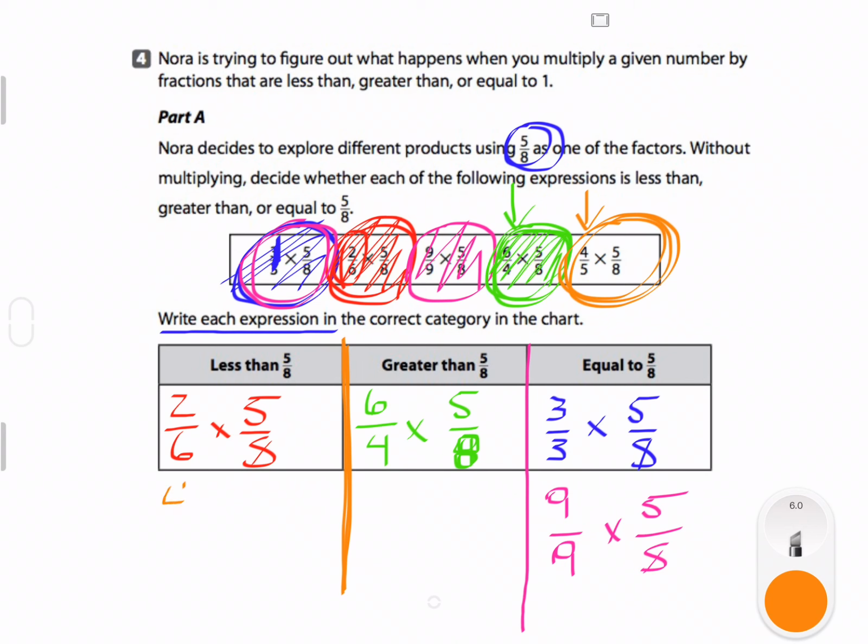We're going to put 4/5 times 5/8 in this category of our chart. And there we have written each expression in the correct category of the chart and evaluated all 5 of them based on what we've learned.